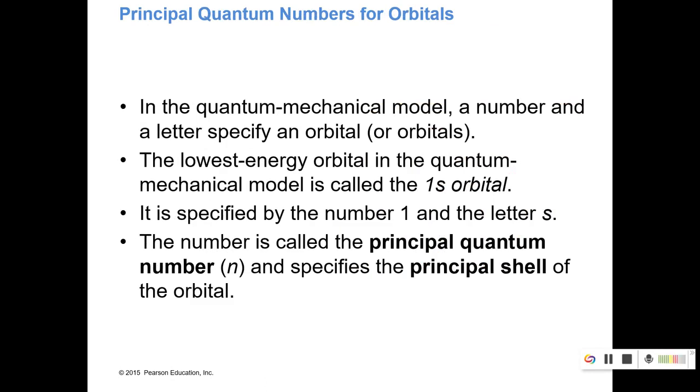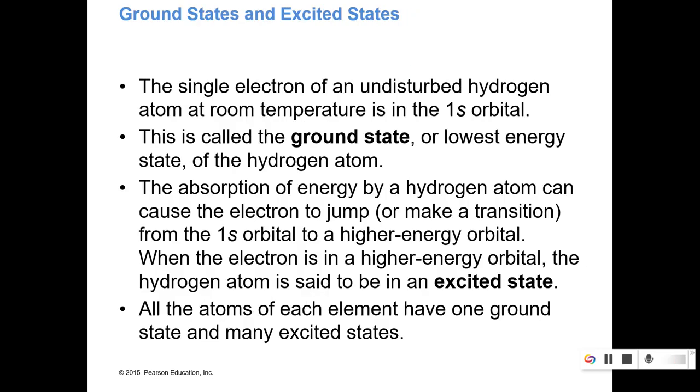We are going to talk about the principal quantum number, which tells us which shell it is. Remember, the shells in the Bohr model were labeled n equals 1, n equals 2, n equals 3. So we'll talk about that principal quantum number next time, but that just means the shell.